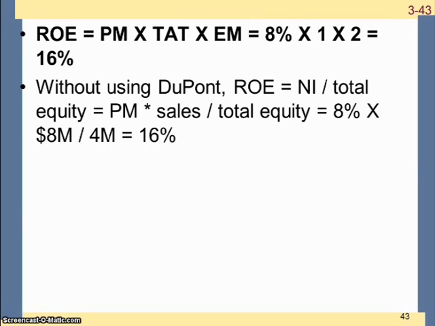Now, this question, if it means ROE without using the two-part method, the formula is net income divided by total equity, which is actually the same as 16% if we use the two-part method. Alright, now that's the end of this lecture.